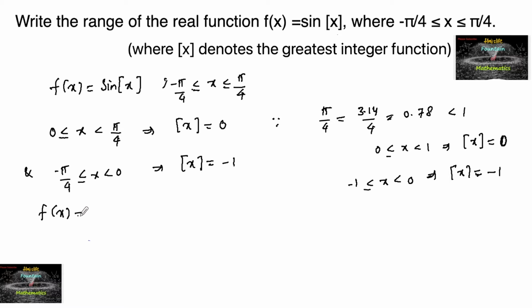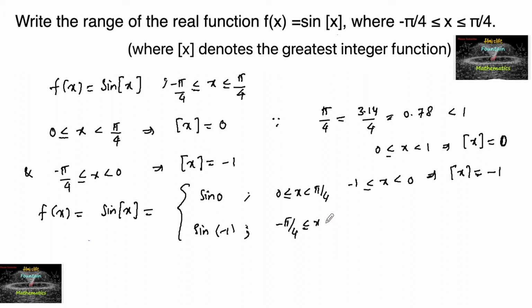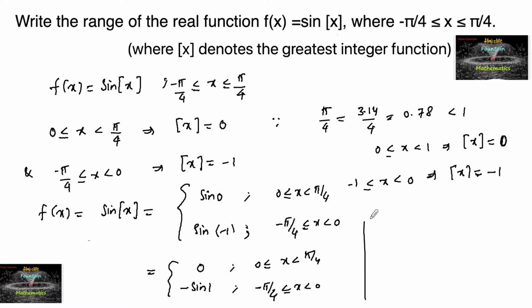So f of x is equal to sine of step x. We get sine 0 when x lies between 0 and pi by 4, and we get sine of minus 1 for x from minus pi by 4 to 0, including minus pi by 4. So sine 0 we can write as 0, and sine of minus 1 we can write as minus sine 1, for the two different intervals, 0 to pi by 4 and minus pi by 4 to 0. So we can define the range of the given function.